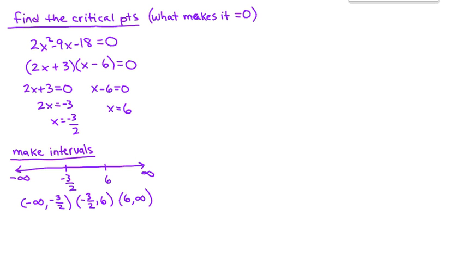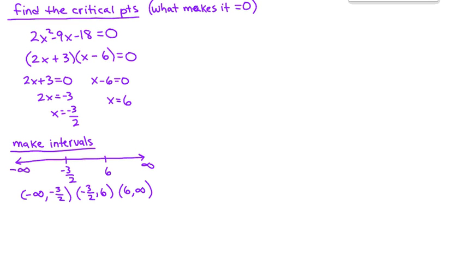The next thing we do is we test the intervals. Pick a number in each interval and test it. I'm going to write this over here. So let's pick a number from each interval, something between the two endpoints. So something between negative infinity and negative 3/2. How about if we test negative 2? Something between negative 3/2 and 6, we could test 0. And something greater than 6, we could test 7.